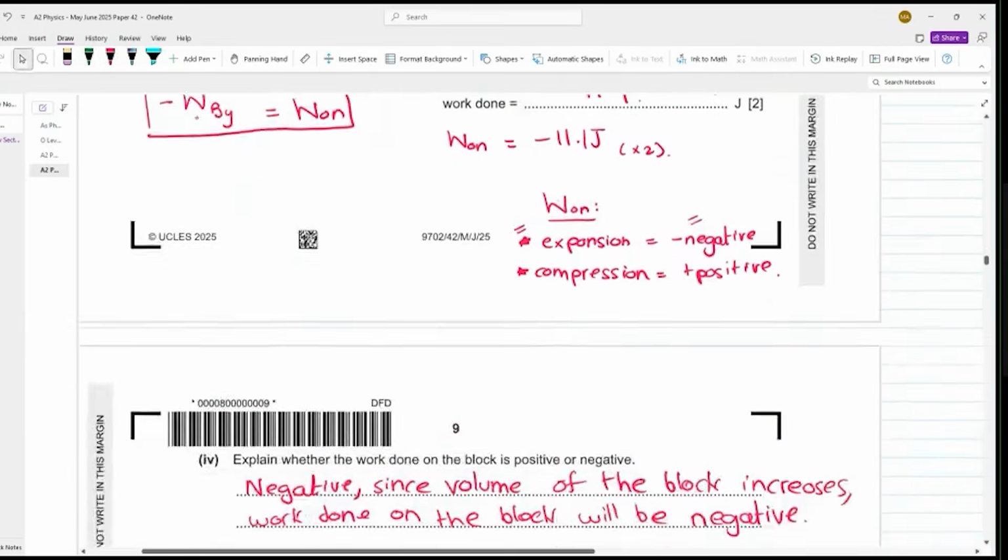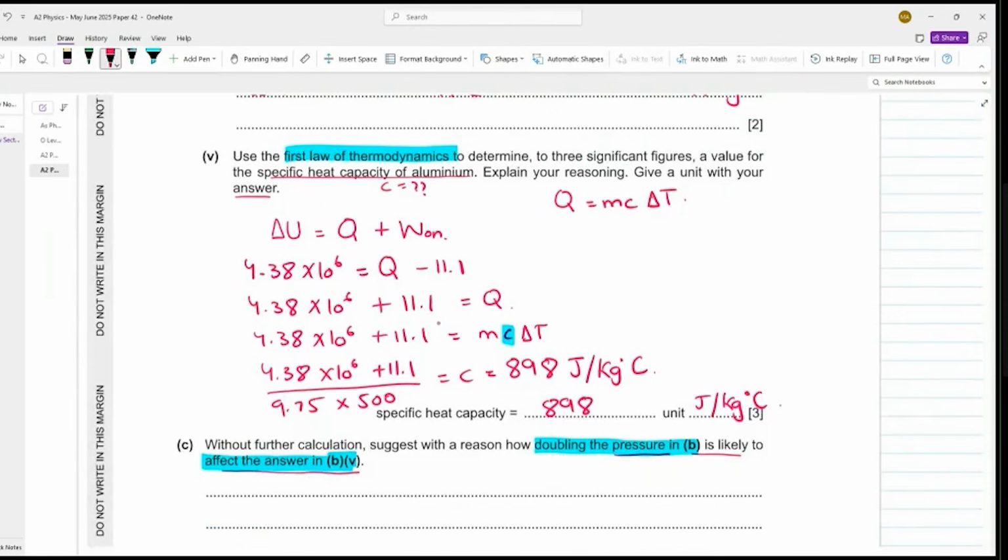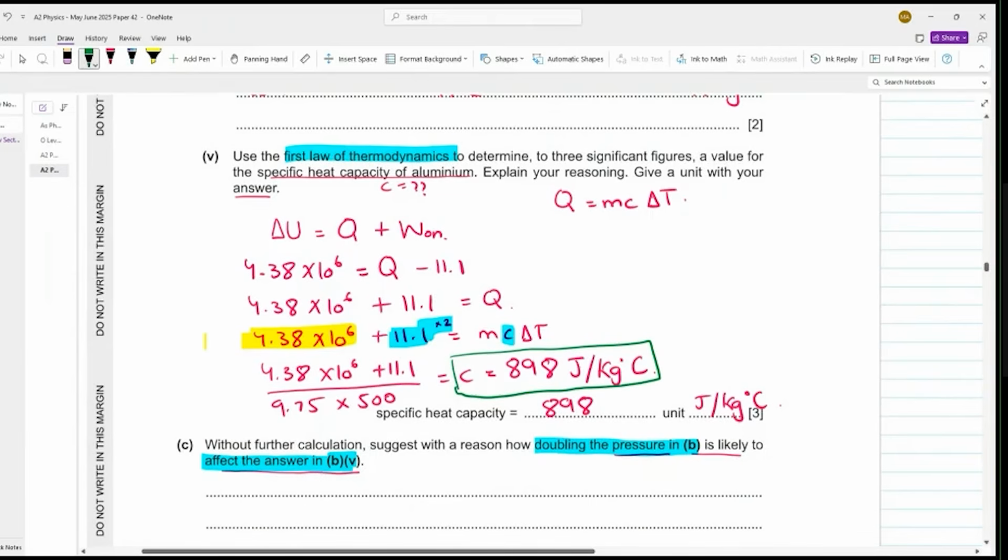Okay. If your work done on the gas gets multiplied by 2, यहाँ पे भी ये multiplied by 2 हो जाएगा. But can you humbly realize that this is a very negligible amount? ये work done on the gas is very very negligible compared to the change in internal energy. Change in internal energy is in 10 raised to the power of 6. और ये work done तो 11.1 into 2 है. That's very less compared to the change in internal energy. Hence क्या होगा? The specific heat capacity will remain unchanged.